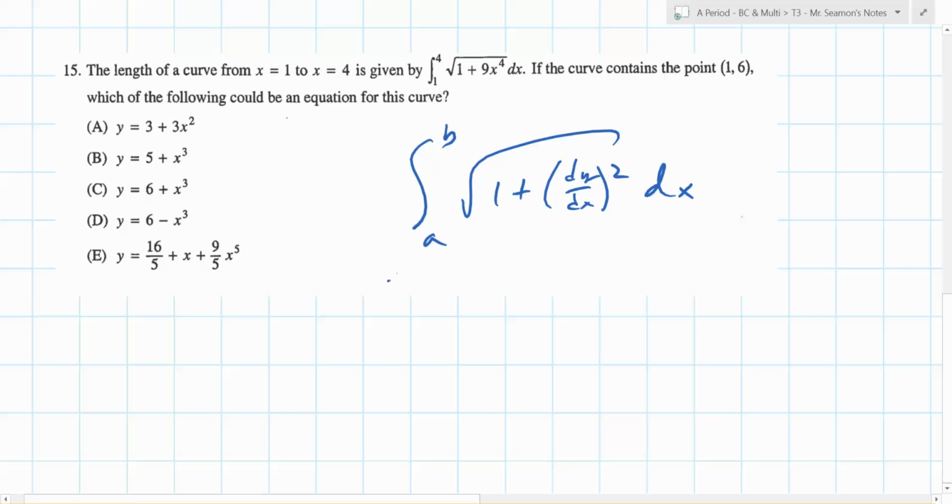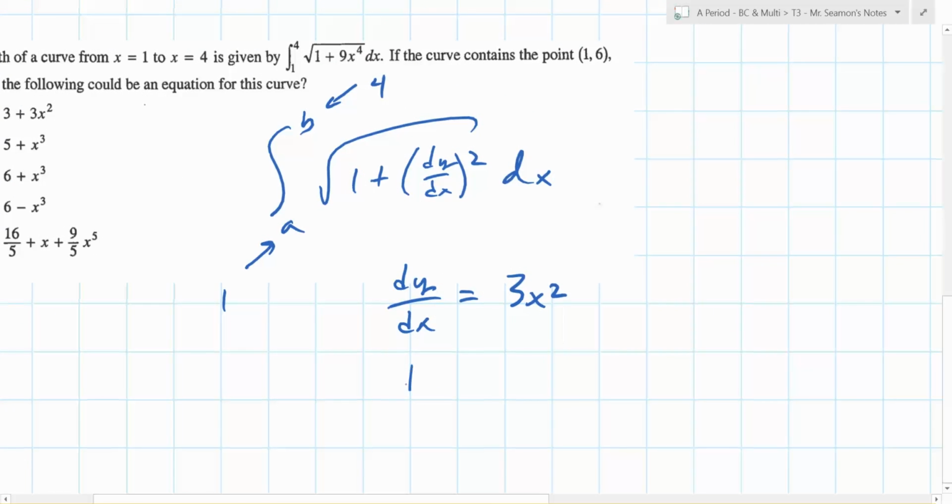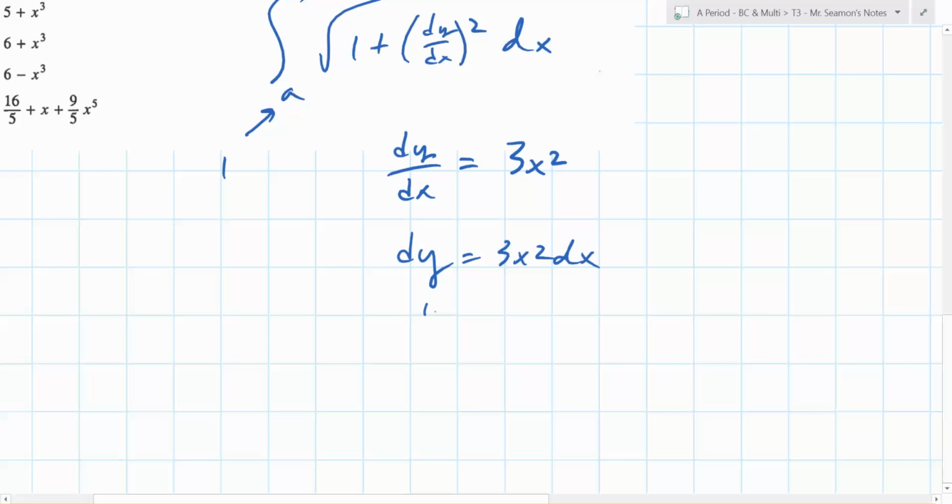Starting point and end point. So in this case we have 1, in this case we have 4, right? So we know dy dx is equal to what? 3x squared. So therefore dy is equal to 3x squared dx. So what does y equal? x cubed plus c, right?